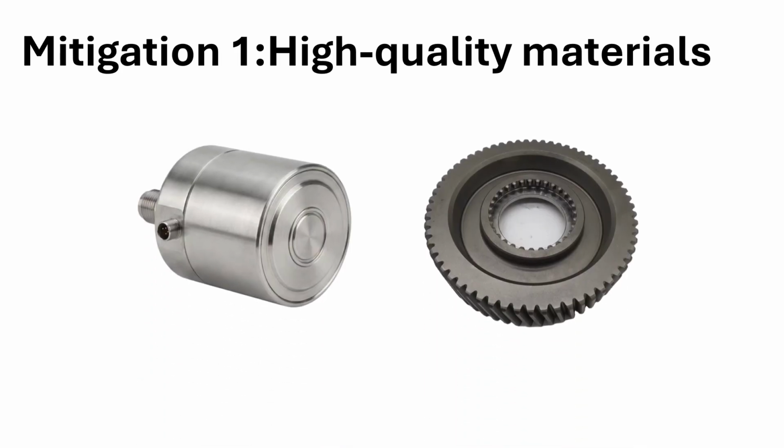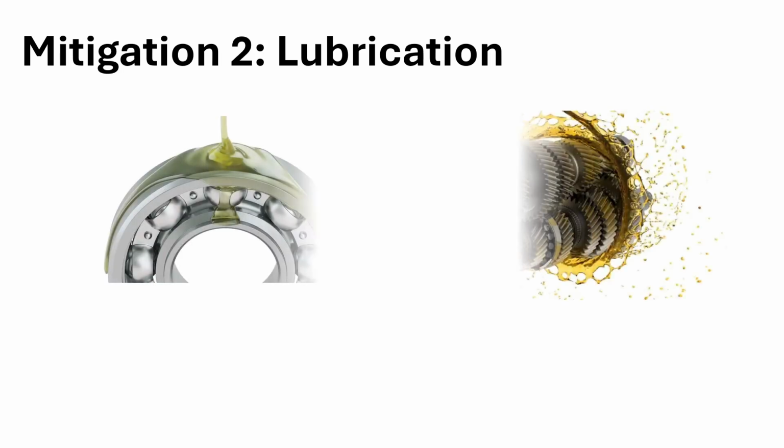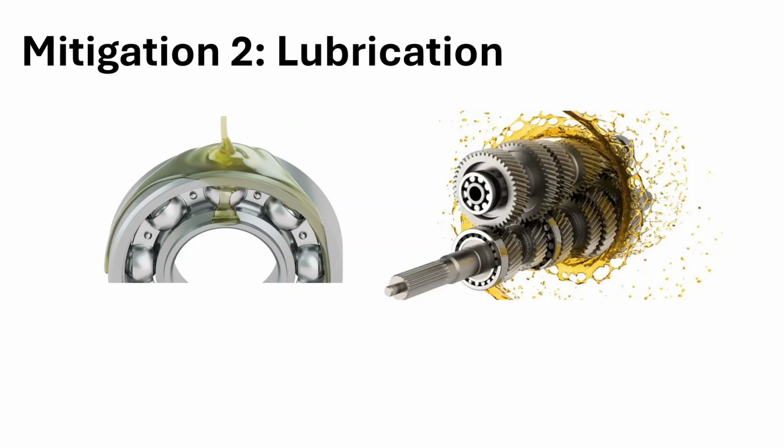Well, now, what do we do about it? First, material choice and build quality matter a lot. Using high quality materials with tight tolerance reduces mechanical play significantly. If your components fit precisely, there is less room for that dead zone effect. Lubrication is another straightforward one. Reducing friction between moving parts helps the mechanism return more consistently.